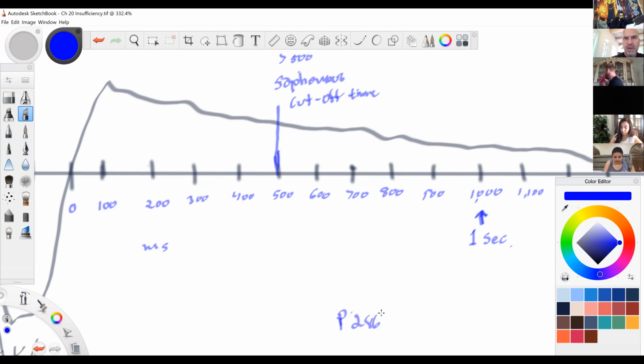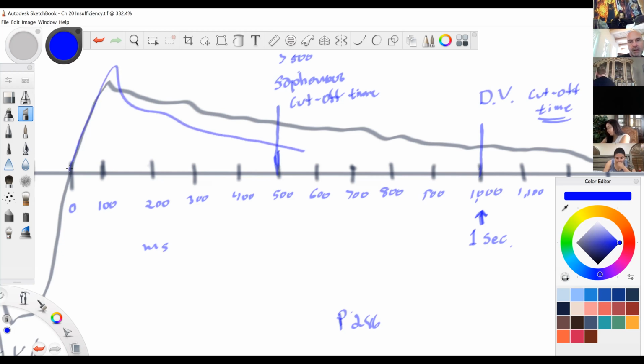Okay. This is the cutoff for deep veins, the deep vein cutoff time. Just remember this, I'm going to keep saying it. This is time. So in other words, if it did that in the deep vein, it would be okay. It wouldn't be good in the saphenous, but it'd be okay in the deep vein.